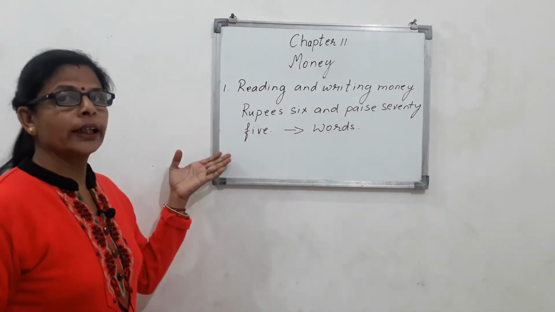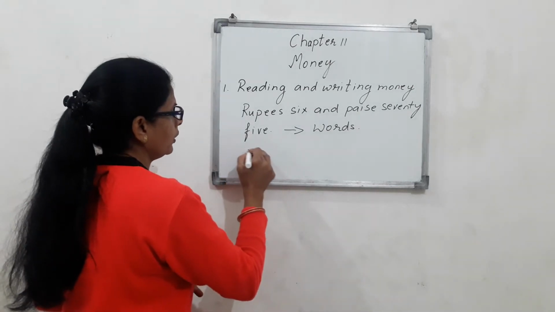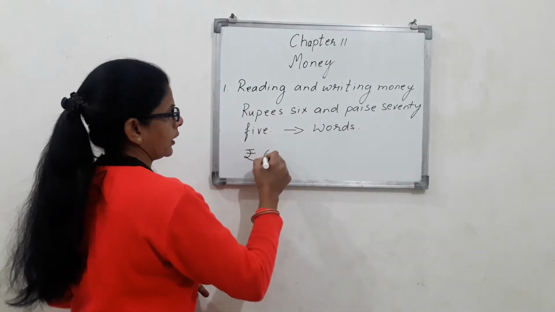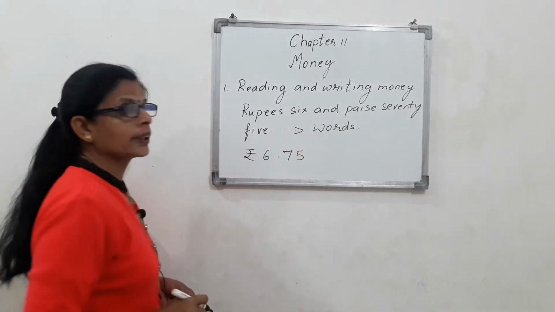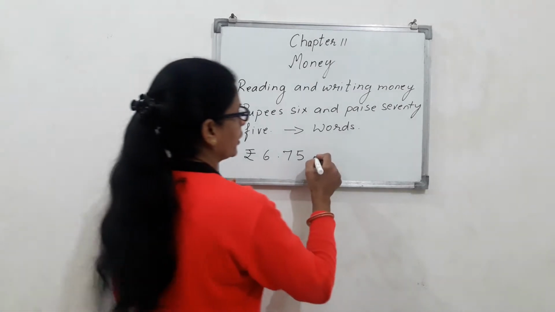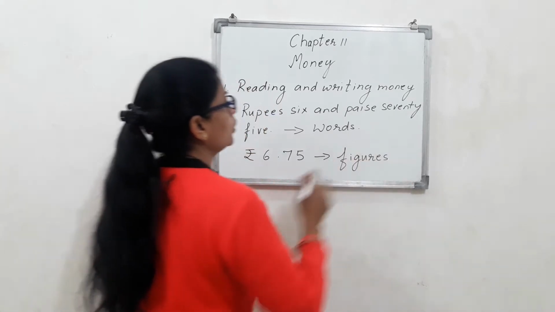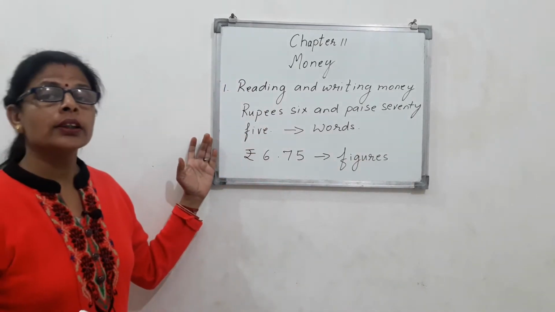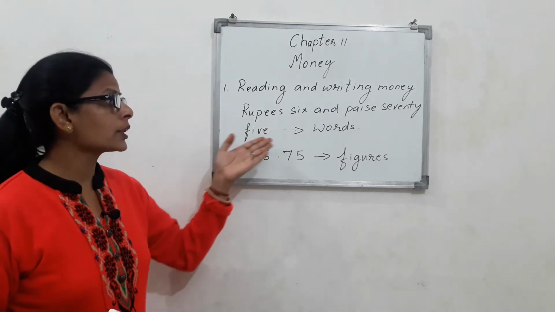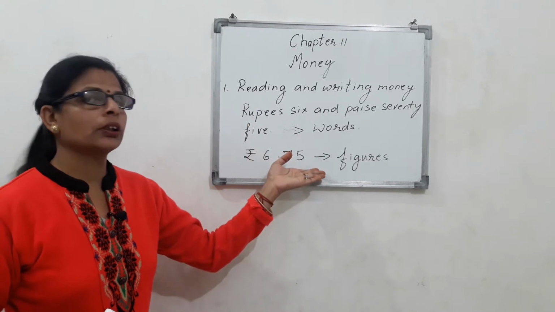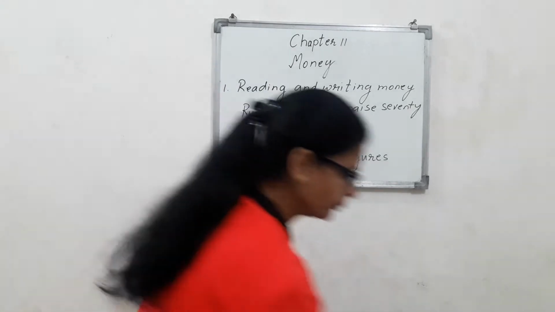Now, how to write in another form? We put a rupees symbol, rupees 6 and paisa 75. We write like this. This is in figures. So, there are two ways to write the money. First is the word form and another one is the figures form. Clear?